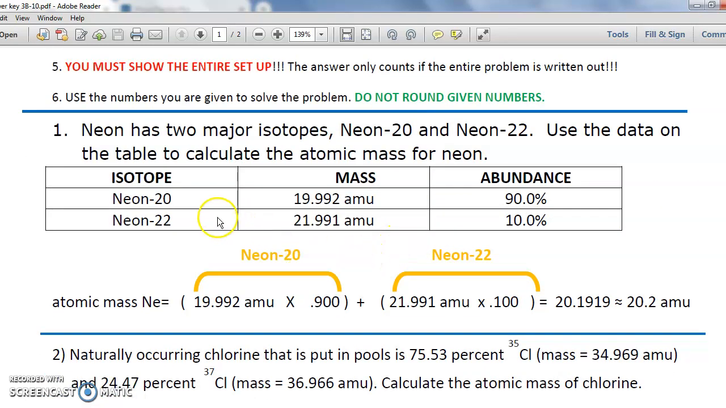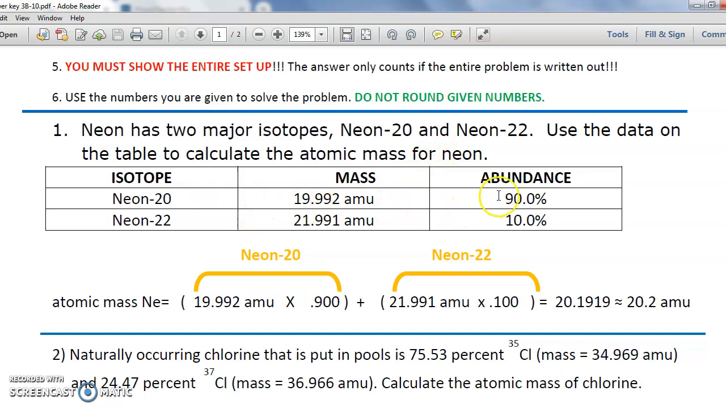In our first problem, we are told that neon has two isotopes. Neon 20, that's the neon that would have 20 particles in the nucleus. 10 of them are protons if you look on the periodic table, which means 10 of them are neutrons. The other isotope is neon 22. That means that neon has 22 particles in the nucleus. Only 10 of them are protons since it's still neon, which means that isotope has 12 neutrons. And they want us to calculate the atomic mass for neon.